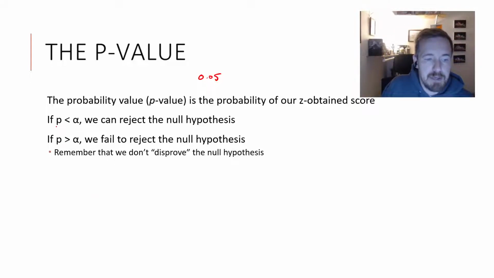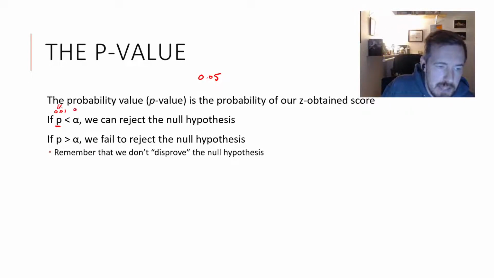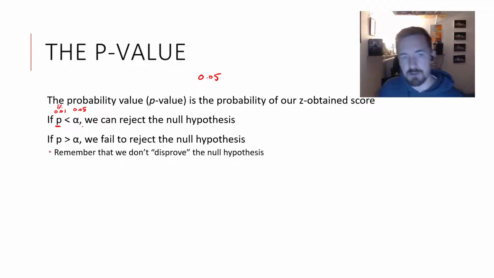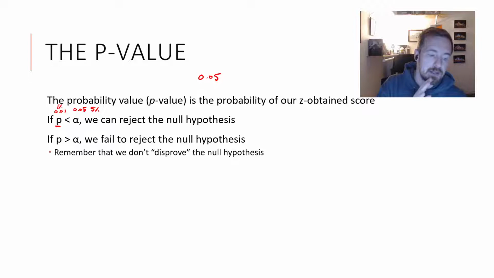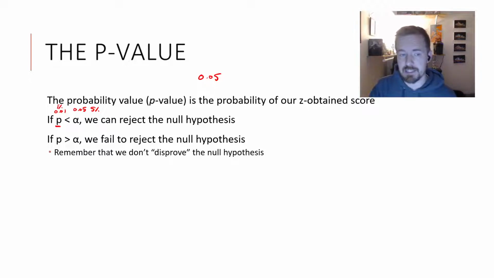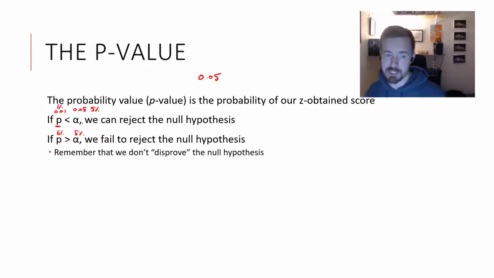So if we have a p that is less than 0.05, so if we find that our data are going to occur 1% by chance, that is less than 0.05 or 5%. So we can reject the null hypothesis. We have established that it is sufficiently low probability, sufficiently unlikely. And so we can reject the null hypothesis. If we find that our p-value is greater than that, so if it's 6% compared to 5%, then we fail to reject the null hypothesis.